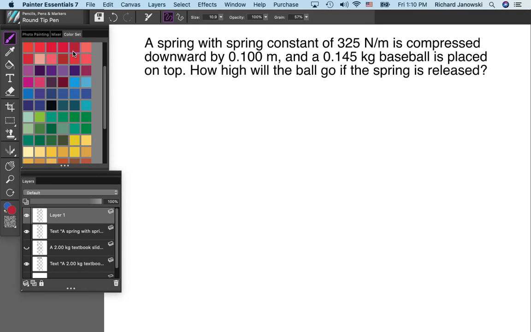We've got a spring with spring constant of 325 newtons per meter. It is compressed downwards by 0.100 meters, and a 0.145 kilogram baseball is placed on top. How high will the ball go if the spring is released?